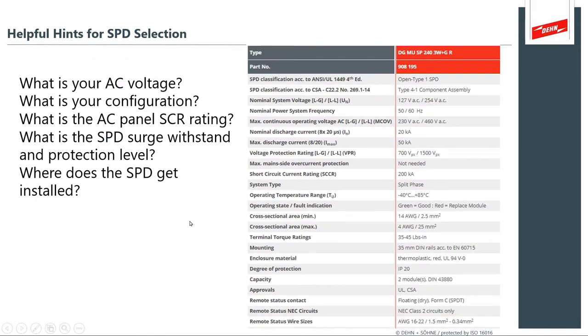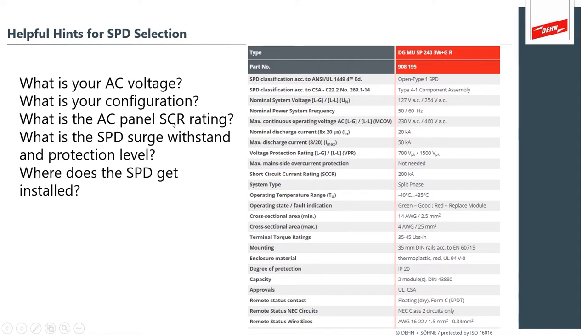So some helpful hints for selection of SPDs. We get a lot of questions about how do I pick the right SPD for my application? Well, what is your AC voltage? And here we're looking at the nominal system voltage. What is your system configuration? Is it 2-wire, 4-wire? Is it a 3-wire plus ground, split phase? These are the questions we have to ask ourselves.